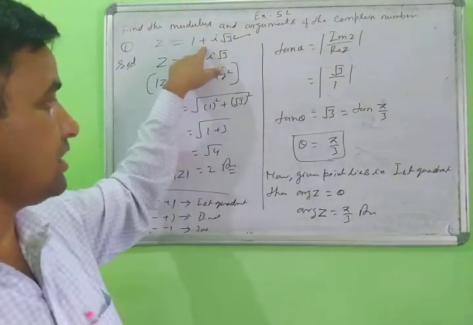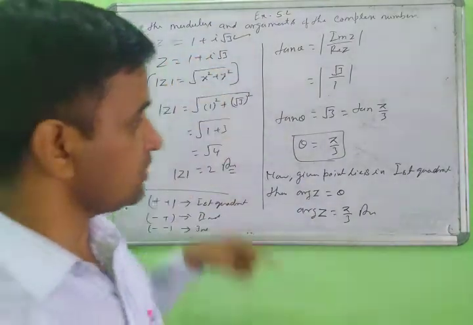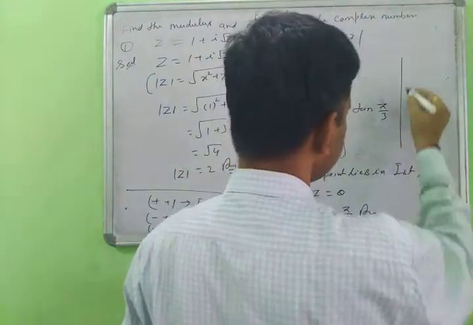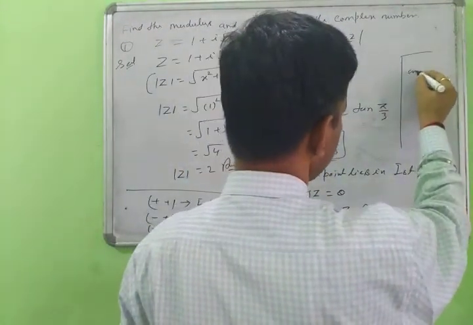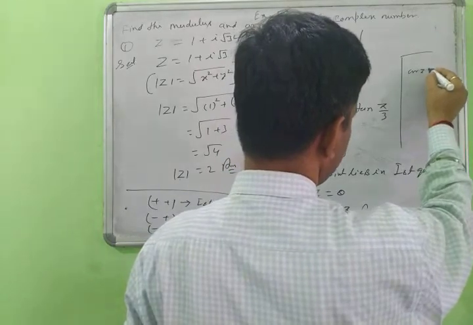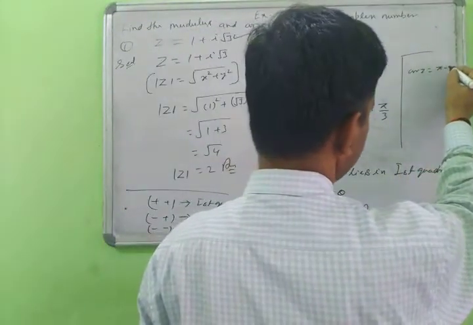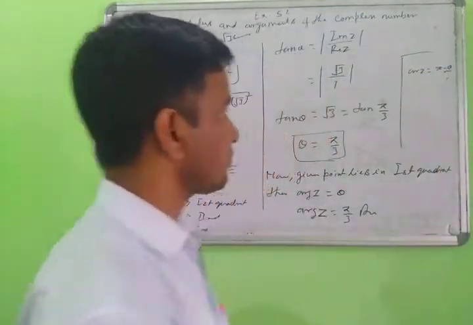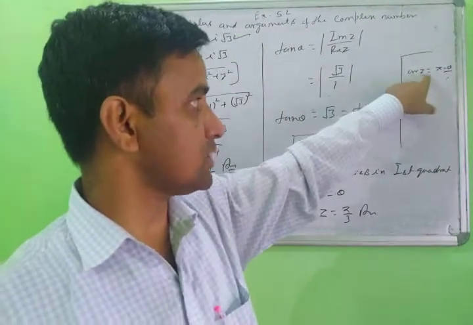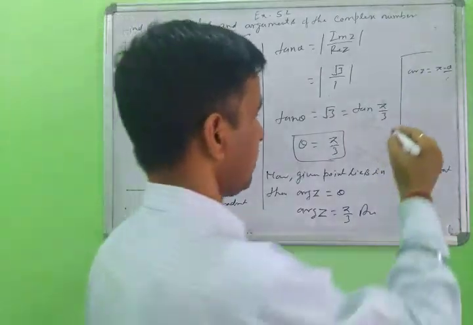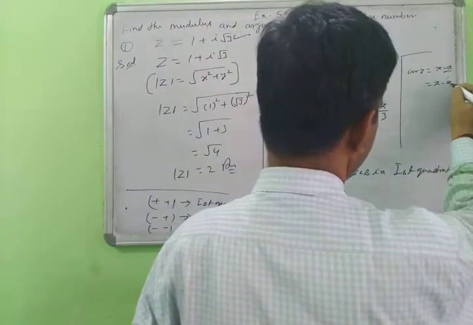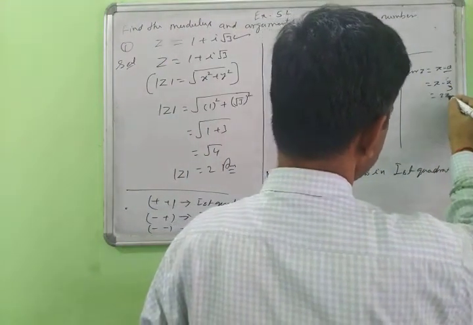Suppose this point is converted to the second quadrant. What is the identity of the second quadrant here? In the second quadrant, argument z equal to pi minus theta. When you take the argument in the second quadrant, it is pi minus theta. Then you calculate pi minus pi by 3, which is 2 pi by 3.